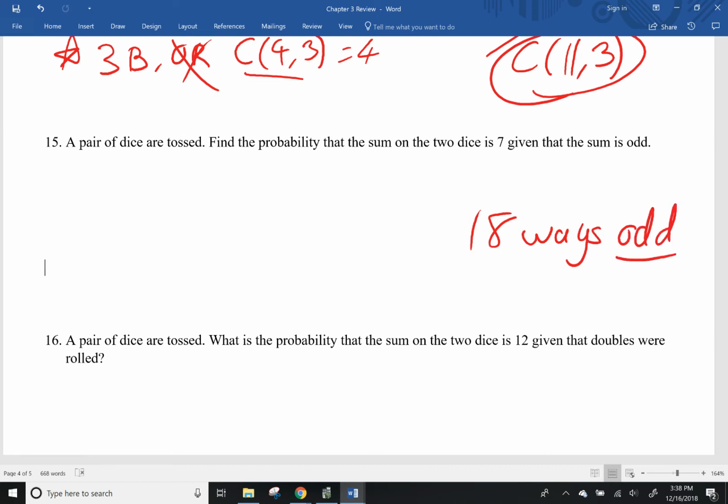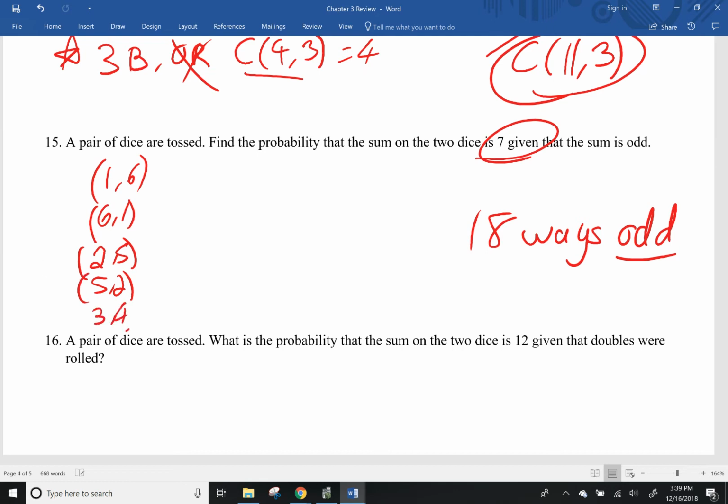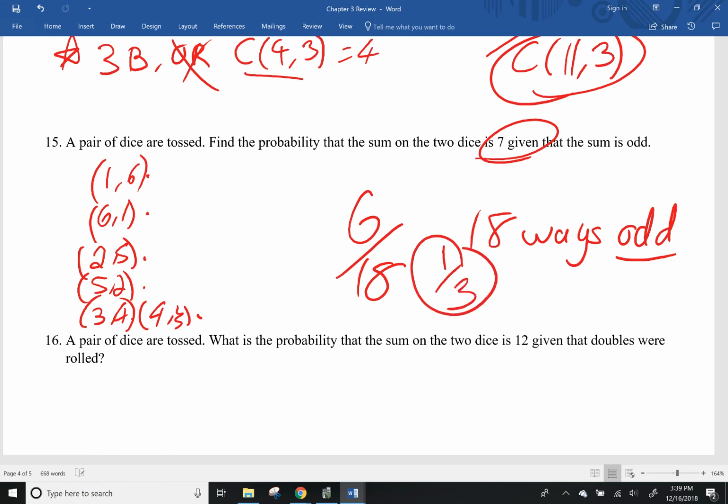There are 36 ways in total. Half of them are even, half of them are odd. So 18 ways are odd. Now, how many of those ways are a 7? Well, a 7 is a 1 and a 6, a 2 and a 5, a 3 and a 4, a 4 and a 3, and so on. So that's 6 ways to roll a 7 out of 18 ways in general to roll an odd. So 6 out of 18, or 1/3, would be our answer for this.